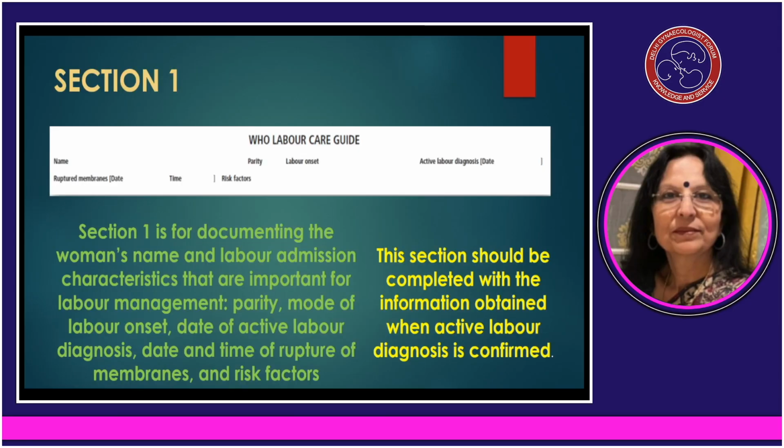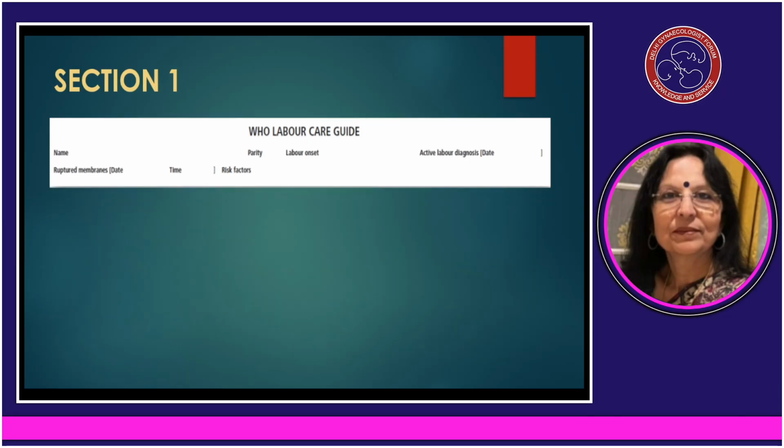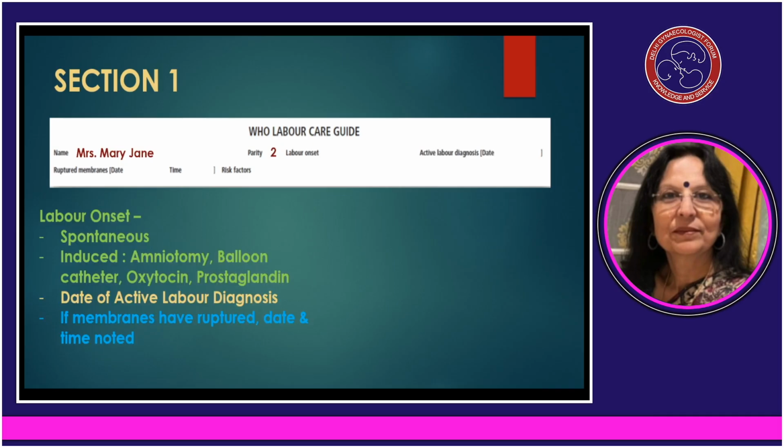So the labor care guide needs to be plotted only once the dilatation is 5 centimeters. Next. So the first thing which is going to be plotted is the name. The next we are going to see is the parity of the patient. Over here, the gravida has been removed, but the parity is still there. Then the labor onset, whether it is spontaneous or induced, also needs to be written in it.